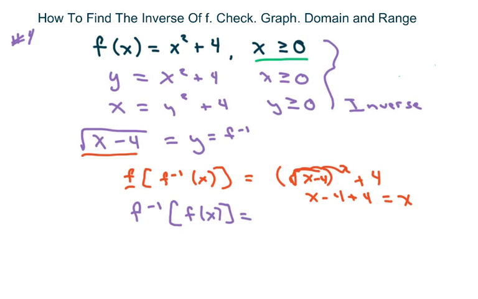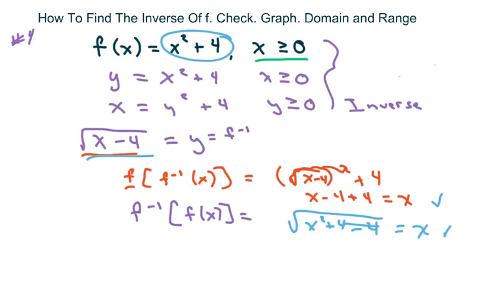So I'm going to write down this one, leave a blank for my x, and plug in this. So this is going to be x squared plus 4. These cancel, and square root of x squared equals x. So these both check.